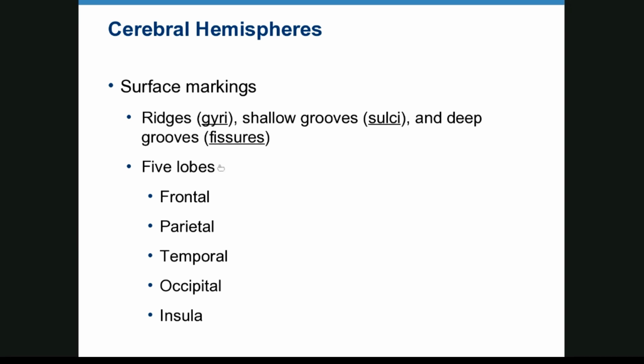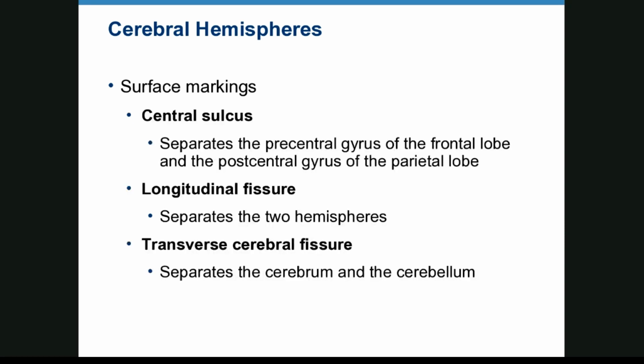And the brain is divided into lobes: frontal, parietal, temporal, occipital, as well as insula. Okay, the central sulcus, which we'll look at a picture in a minute, separates the precentral gyrus of the frontal lobe and the postcentral gyrus of the parietal lobe. Longitudinal fissure separates the two hemispheres. Transverse fissure separates the cerebrum and the cerebellum.